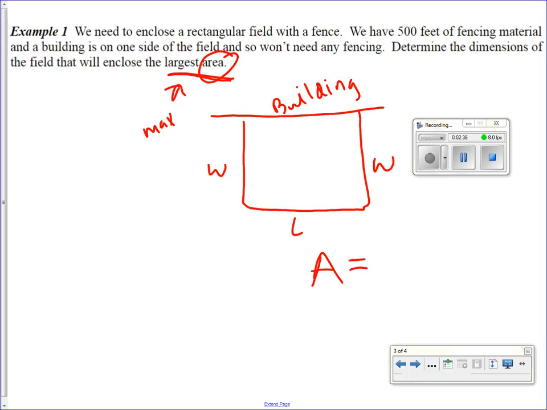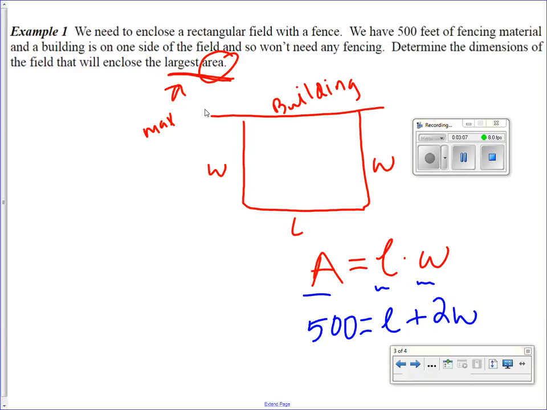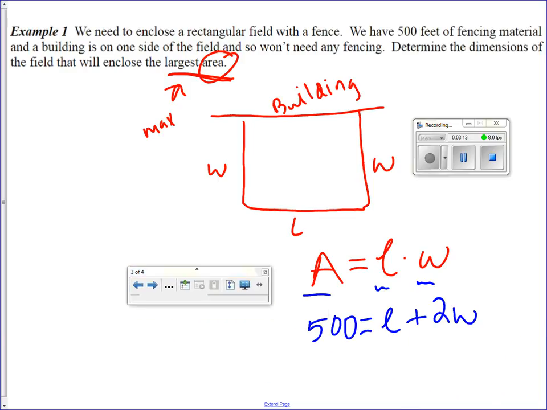So the area of this rectangular field, I know that the area of a rectangle is the length times the width. But notice I have 3 variables. I have an output variable, but I have 2 different inputs, and that's not okay. So this is the primary. I need a secondary equation, the constraint. My constraint is that I only have 500 feet of fence, and it has to cover 1 length and 2 widths. I'm really just adding W plus L plus W, but I simplified it here. And that has to equal 500.